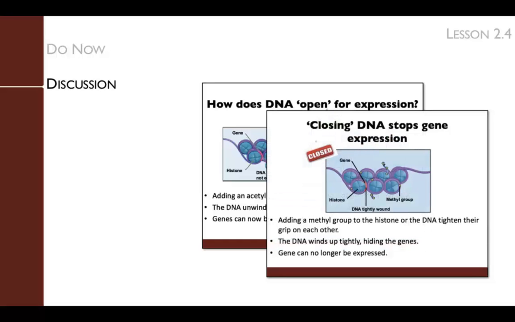But what if we don't want to express certain genes? In this case, small molecules called methyl groups attach to the DNA, and because these are positively charged, they attract the DNA and make it coil up and attach to the histones more tightly. So now the transcription factors can't access these genes.